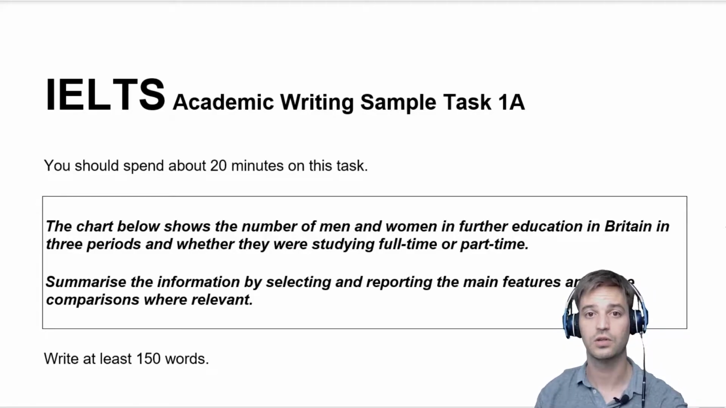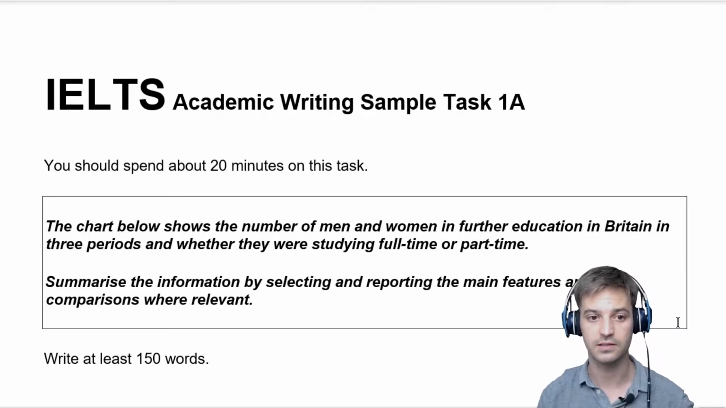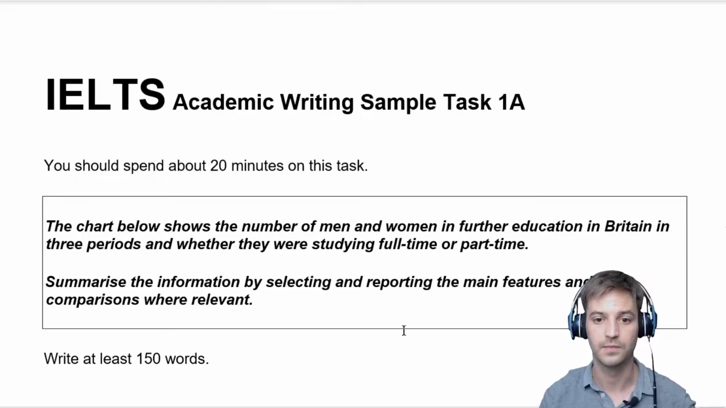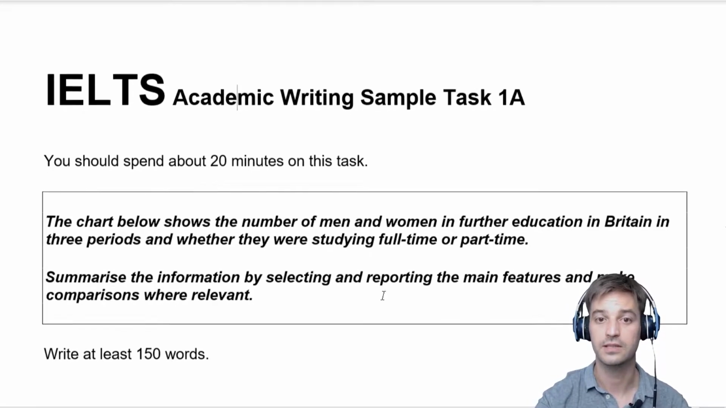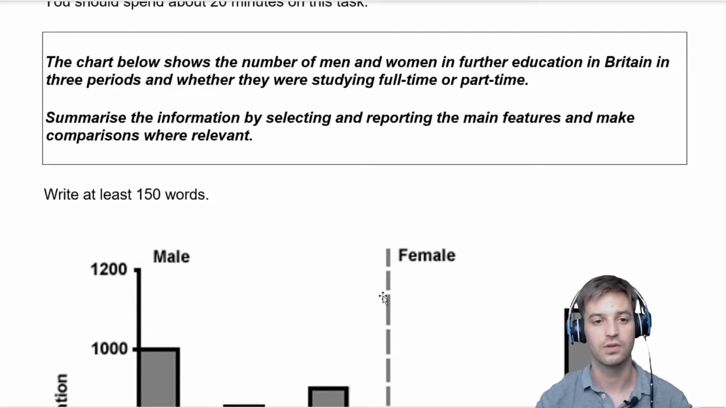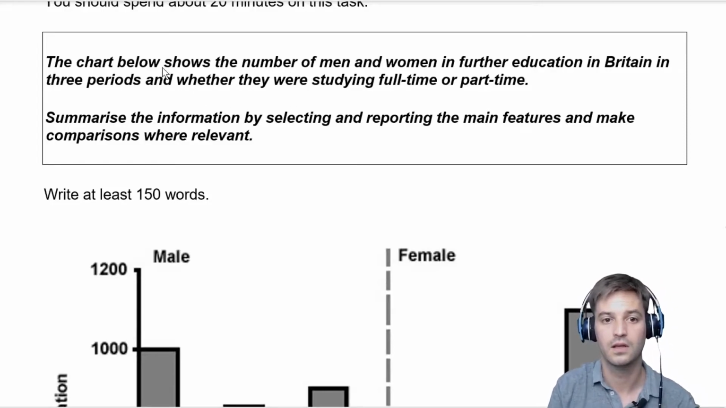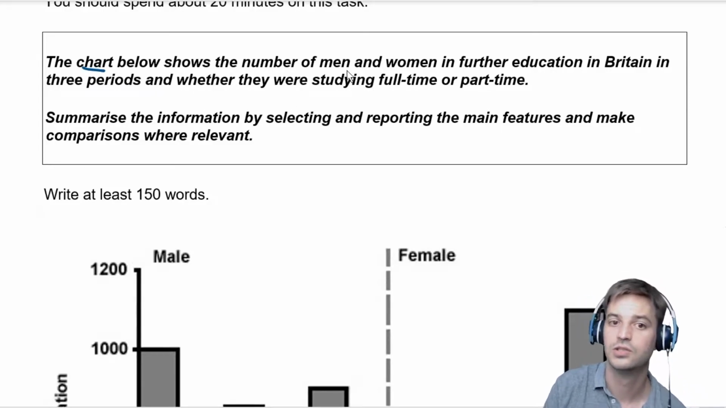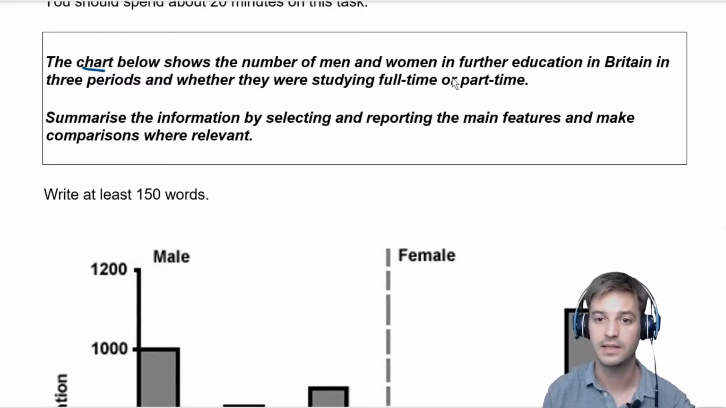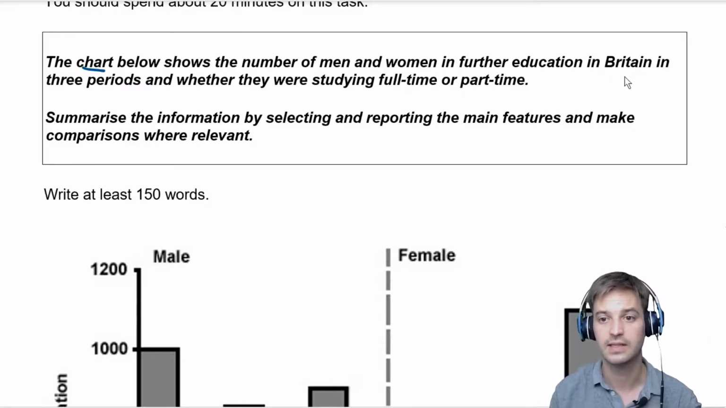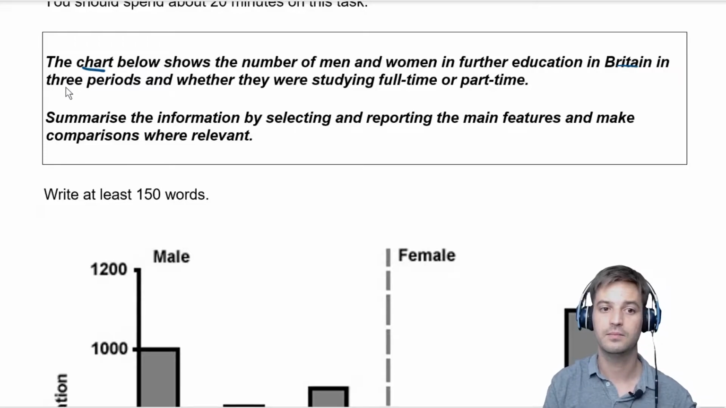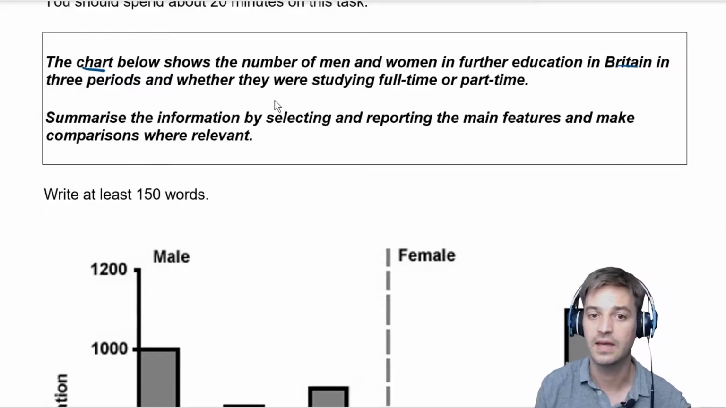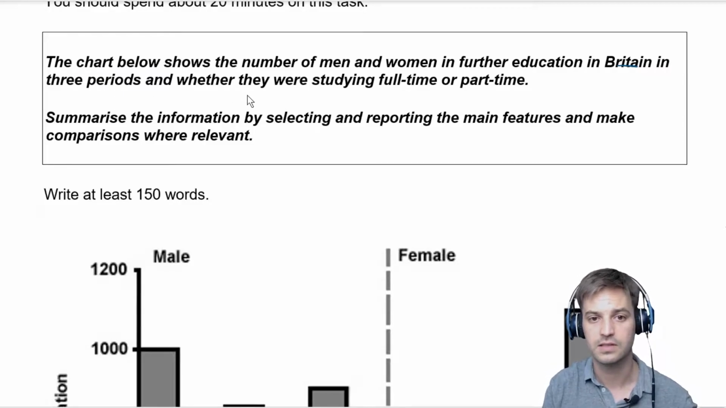Okay, so today we're going to look at a sample IELTS writing task, and the question for this one reads as follows. The chart below shows the number of men and women in further education in Britain in 3 periods, and whether they were studying full-time or part-time. Okay, so let's have a look at what all of this means.